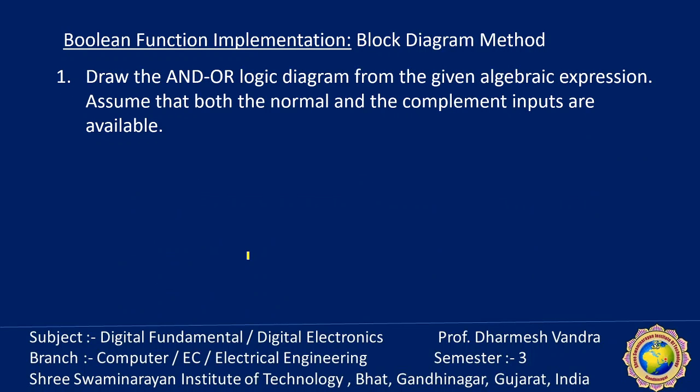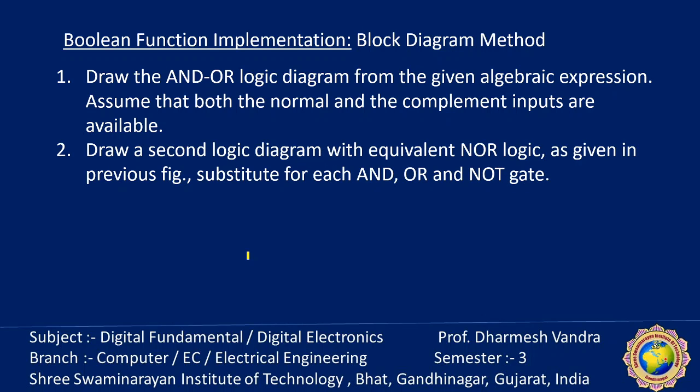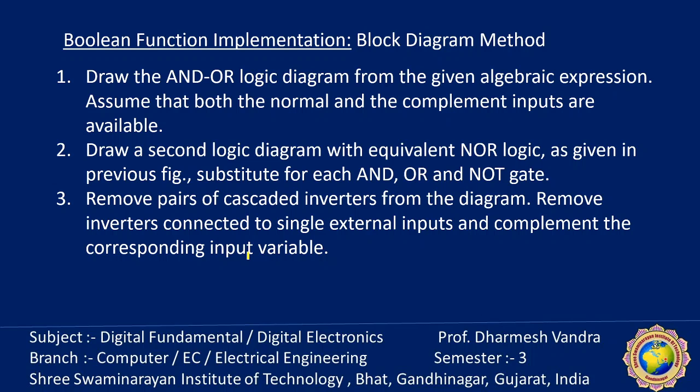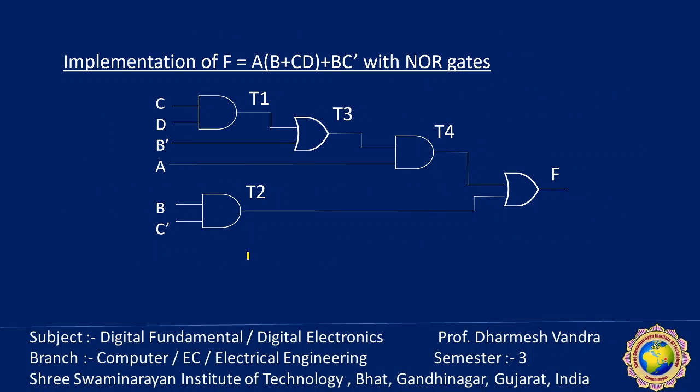Draw the AND-OR logic from the given expression, NOR gate. Assume that both normal and complement inputs are available. Draw the second logic diagram, NOR logic, as the function was already defined previously. Remove the cascading inverters, the repeated bubbles, and give the same single external input. Complement the corresponding input variables. This is the same as the NAND logic we applied. So this is the circuit diagram which was already given in the previous case.